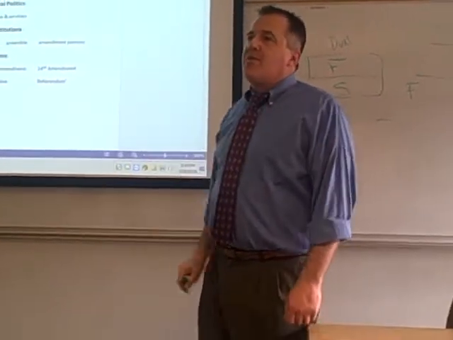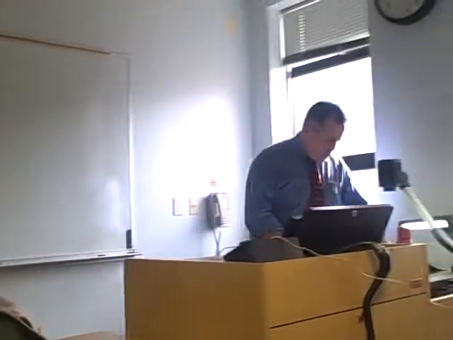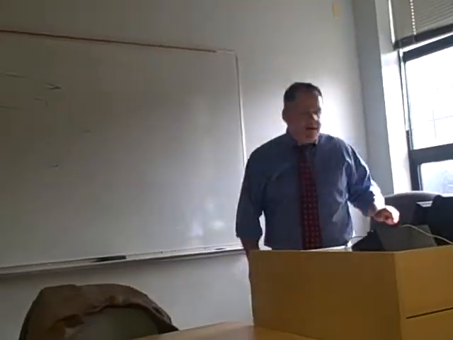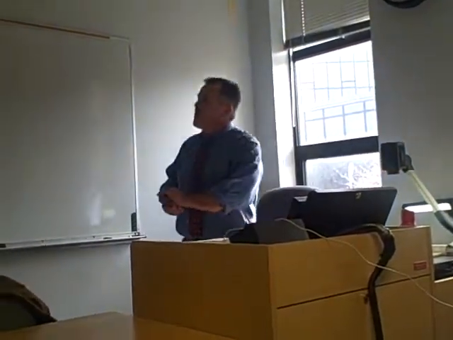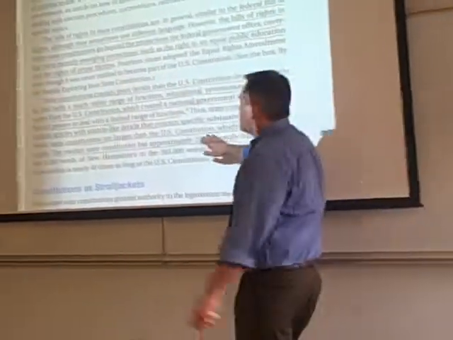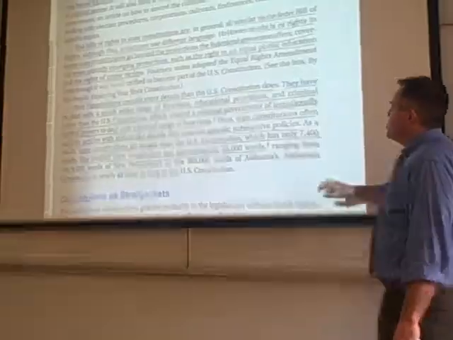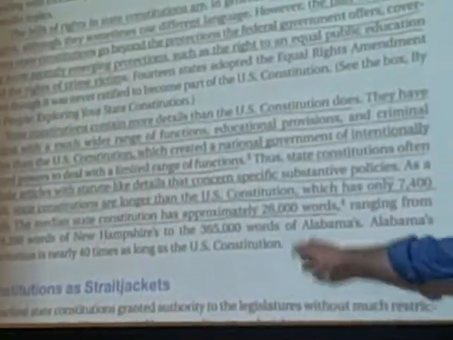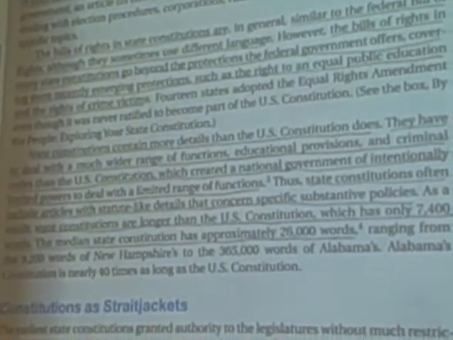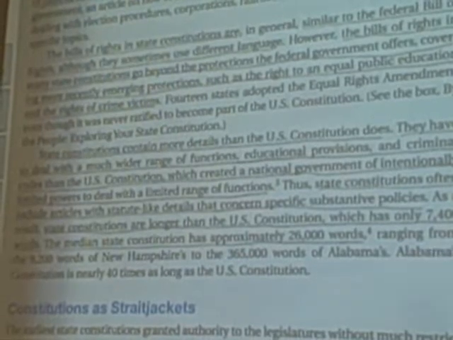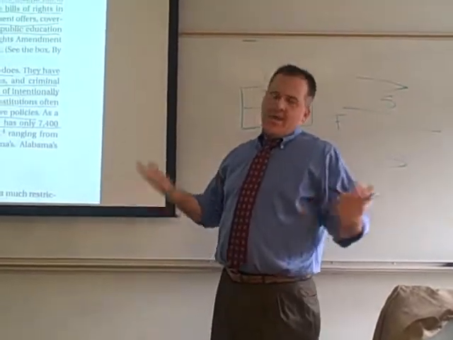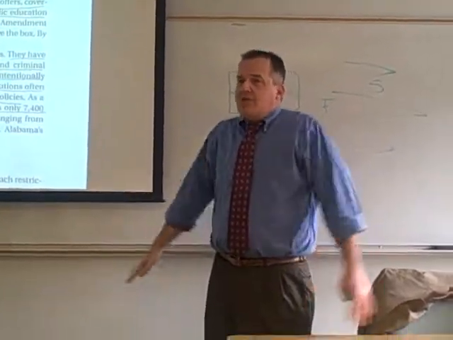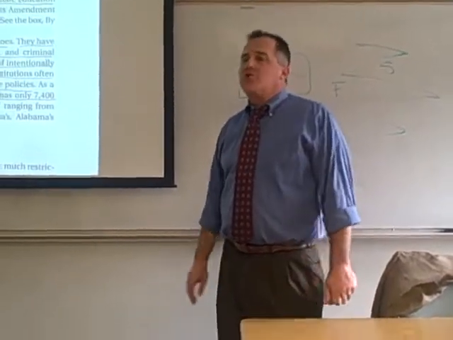If you remember when we were talking about the constitutions in Chapter 3, I had given you a few things as far as numbers, and this is actually from page 55, and bear with me as this pops up, but you'll notice down here, it says, as a result, state constitutions are longer than the U.S. Constitution, which only has 7,400 words. Median state constitution has approximately 26,000, ranging from the 9,200 words of New Hampshire to 365,000 words of Alabama's. Alabama's constitution is nearly 40 times as long as the U.S. So the idea is that the longer these things become, they might have good intentions, but they actually prohibit change and activity more than they empower it. So that's what straitjacket is.